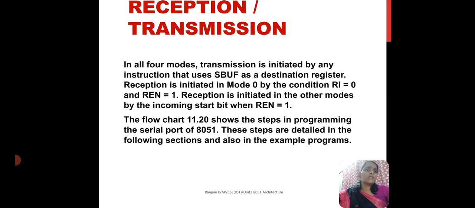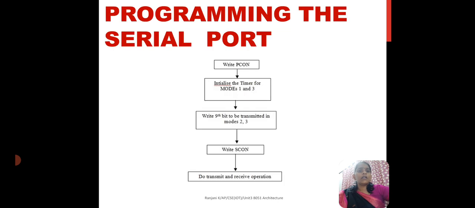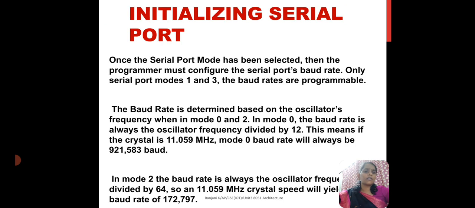In all 4 modes, the transmission is initiated by any instruction that uses SBUF as a destination register. And this is a flowchart for programming a serial port. Here I have to write PCON, then you have to initialize a timer for mode 1 and mode 3, and you have to write the 9th bit to be transmitted in mode 2 and 3, then write SCON, and do the transmit and receive operation.